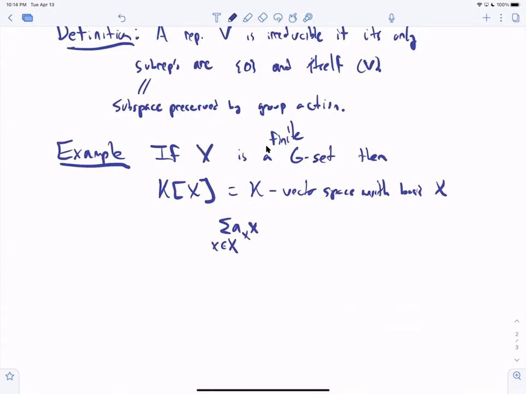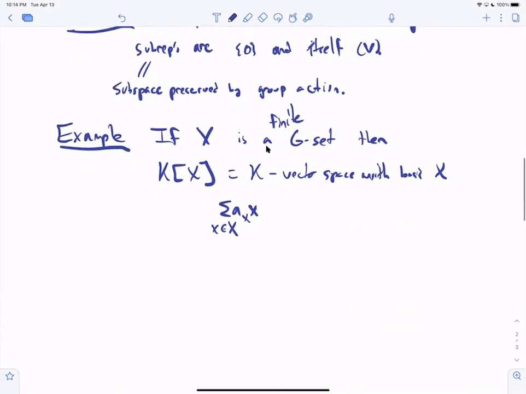Everything I've said so far makes sense for an arbitrary group, but soon G will always be finite, so you can take G to be a finite group in your head anytime you want. Okay, so we have this vector space, and the action is given by g acting on the sum of a_x times x. It's just induced by the action on the set, so you just pull in the action and act on the elements just like you would on the set.